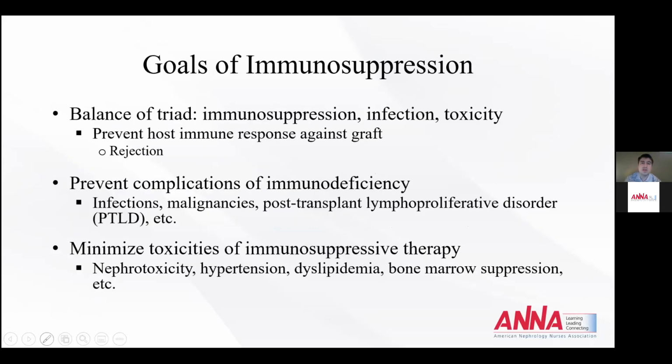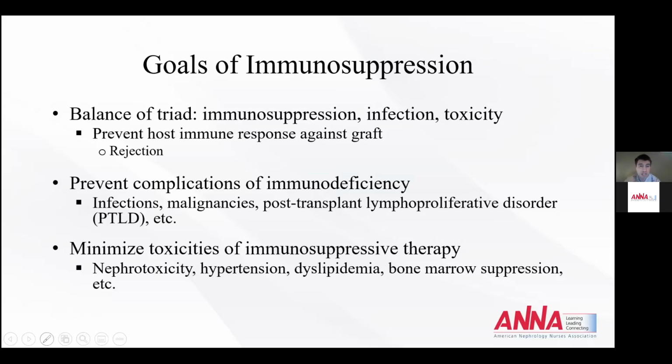So our main goals of immunosuppression, and it doesn't matter pediatric or adult, the goals are pretty standard. It's a balance, and it's a delicate balance. We try to balance three main things, a triad, where you want enough immunosuppression to prevent rejection, but not so much that you cause infection, and not so much that you also cause toxicity to other organs. So we want to prevent that host immune response against the graft, which is the kidney. When you put a kidney in and connect it, it's called an allograft, the kidney allograft. So we want to prevent the body from attacking that.